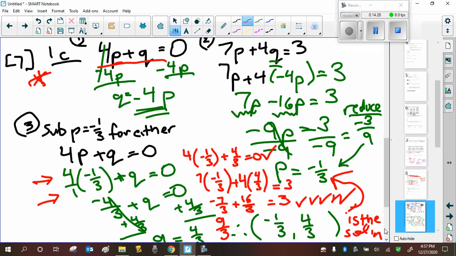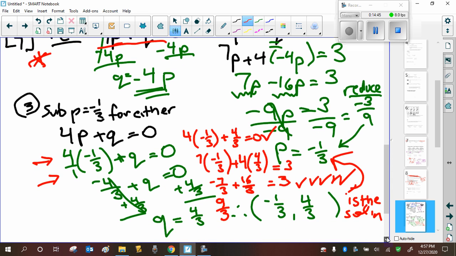Okay, in D, we got some brackets and distributing and collecting like terms and stuff like that. You do it. Pause it if you want to see this further, because I'm going to move down and extend.